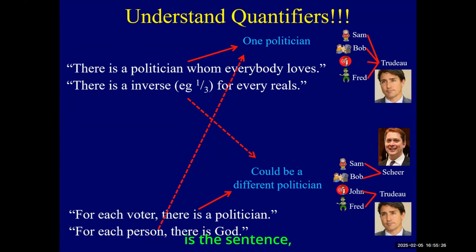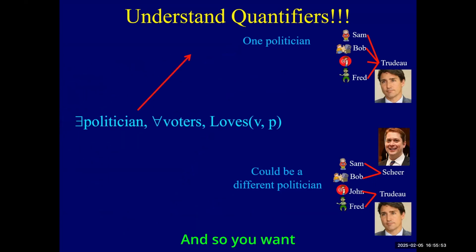Now down here is a sentence. It's the same structure, right? For each person, there is God, right? Now if you're a Hindu, they might be different gods. But if you're a good God-fearing Christian, we all have the same God, right? So I'm just saying it's confusing. And so you want to be clear.